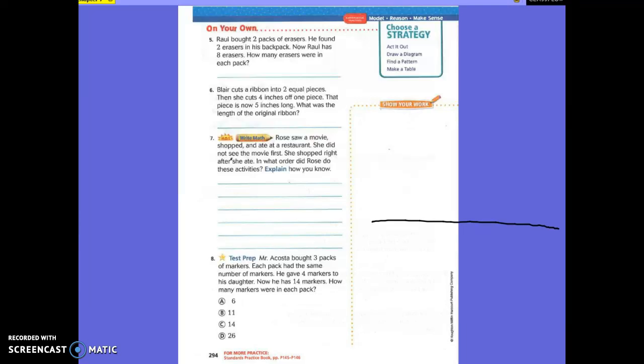Okay, it said she saw a movie, but she did not see the movie first. She shopped right after she ate. So if we didn't put the movie first, where could we put the movie? At the end. Okay, let's put M for movie at the end. We'll see if we're right. Okay, and then it said she shopped and ate also. She shopped right after she ate. So do we have to put eat first? Yeah. Okay, and then shop.